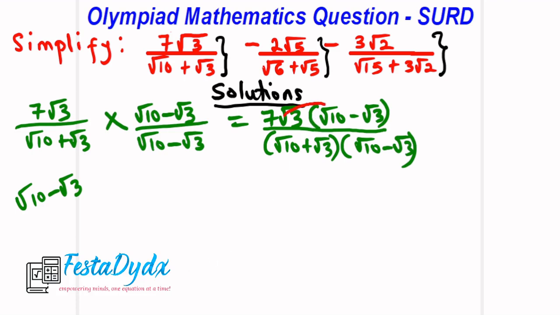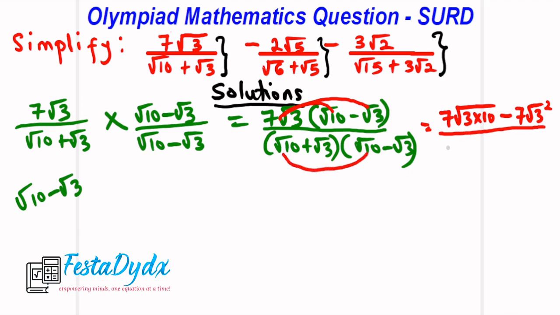We have 7 root 3 times root 10, which gives us 7 root 3 times 10, bringing them under the same surd. Then minus, the next thing is 7 root 3 times minus root 3, which gives us 7 root 3 square. Now for the denominator, root 10 times root 10 gives us root 10 square, then root 3 times minus root 3 gives us minus root 3 square.